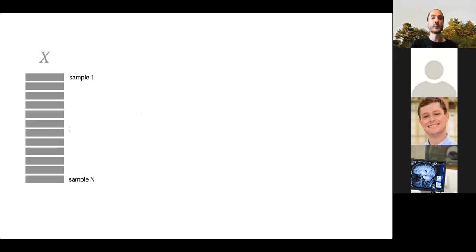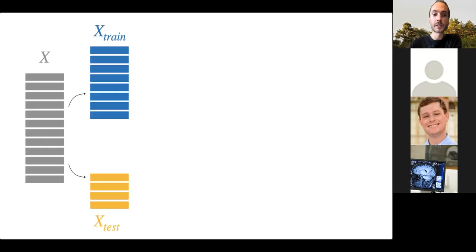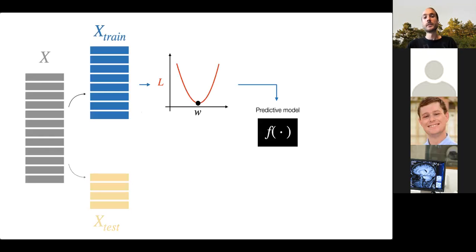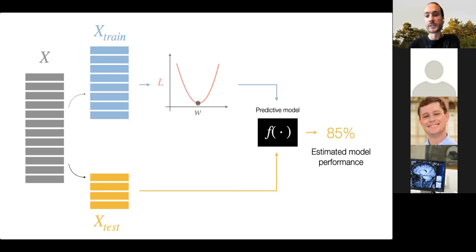Conventionally, the most basic form of estimating test error is by taking your data set, which is here depicted in gray. Each bar represents one sample. You split it into training and testing data, such that each sample can be in only the training data or the test data, so there's no overlap. You train your model with the training data set, and then use the test data set to evaluate the performance of your predictive model.